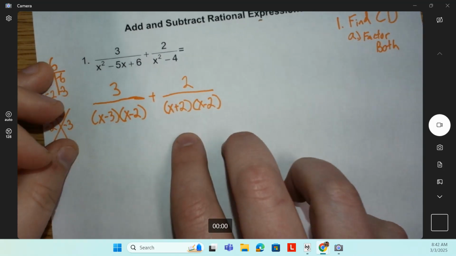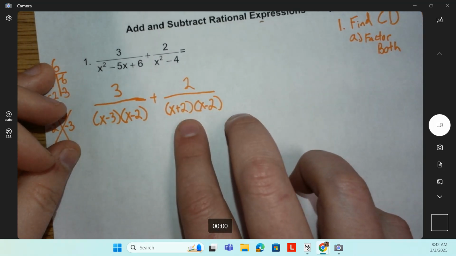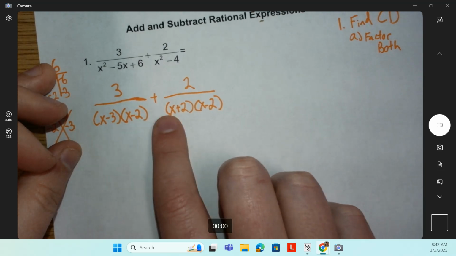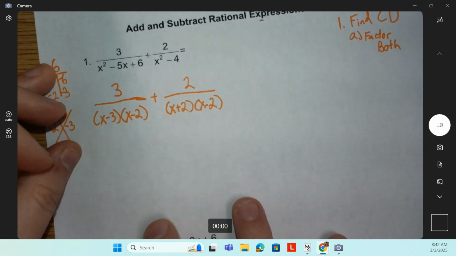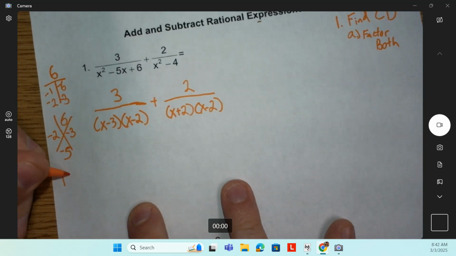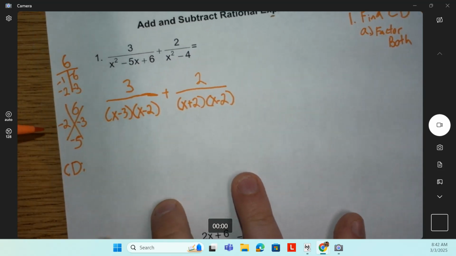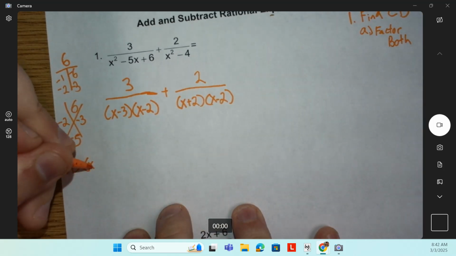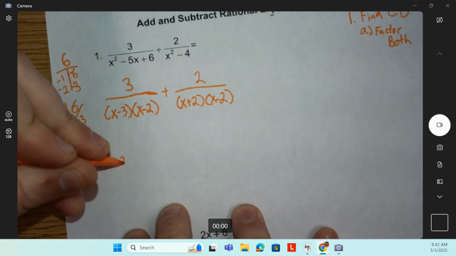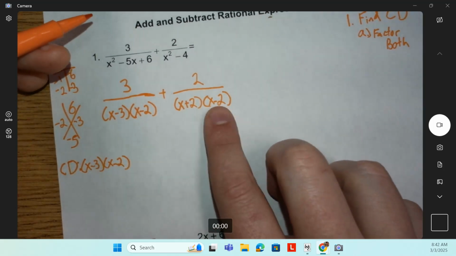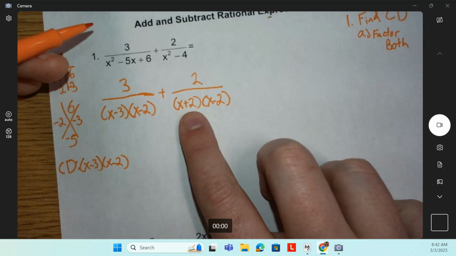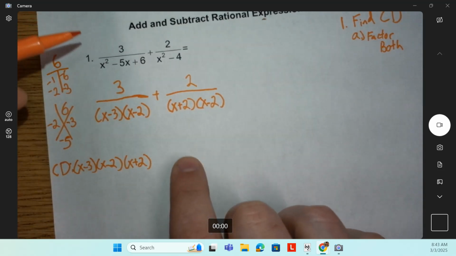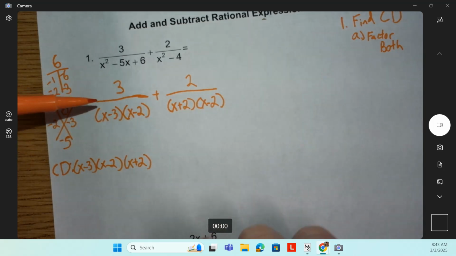If they were exactly the same, I'd just say, okay, great, we're the same and we can move on. But what I'm going to do is look for what this one is missing from here and what this one is missing from here. So for my common denominator, we can write down all of those first terms, x minus 3, x minus 2, and then I have an x minus 2 here, but I don't have an x plus 2, so we need an x plus 2.